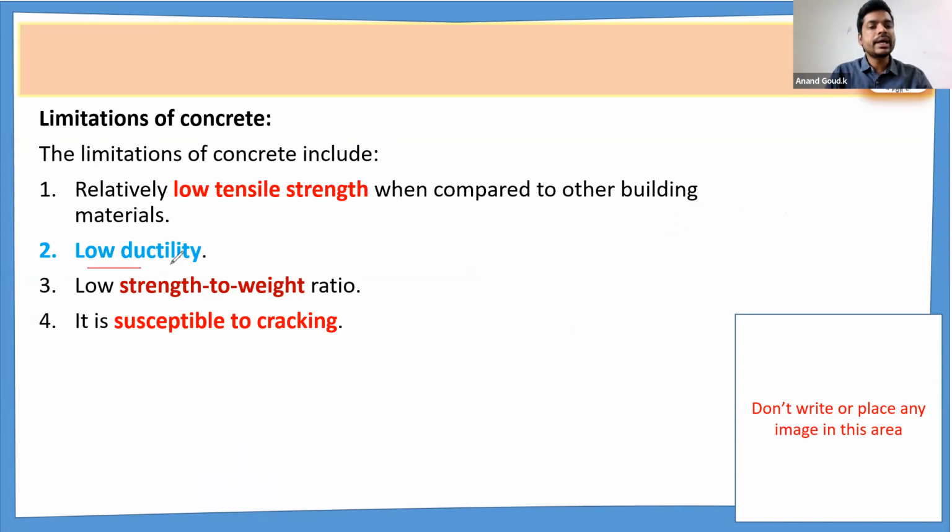The next one, low ductility. So ductility is nothing but the nature of the material which can deform into a thin wire. When you apply a force on the material, when you apply a tensile force, here the nature of the load is tensile force. So whenever you apply these types of loads, tensile loads, this concrete cannot deform. It cannot change its shape like this.